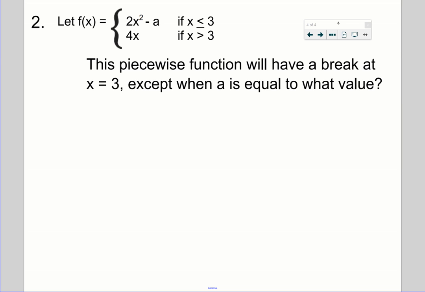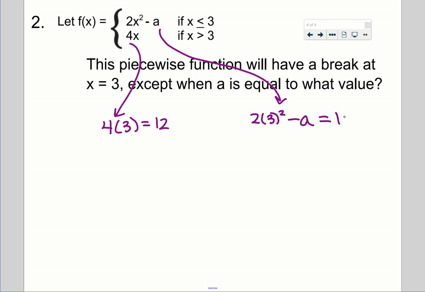So let's plug in 3 to the bottom piece first, because there's no A there. If I plug 3 in, I get 12, which means the point 3, 12 is on this graph, or the open circle, 3, 12 is on this graph. Which means the top piece, when I plug 3 in, I also want to equal 12. That will ensure that there is not a break in the graph, that those two pieces intersect at the point 3, 12. So now you can solve for A.